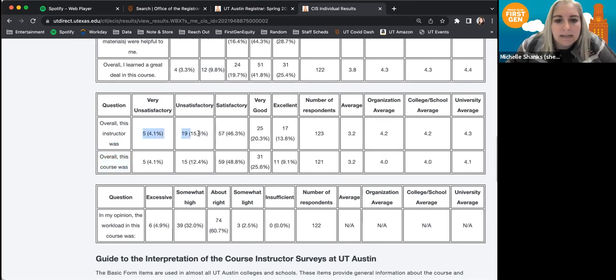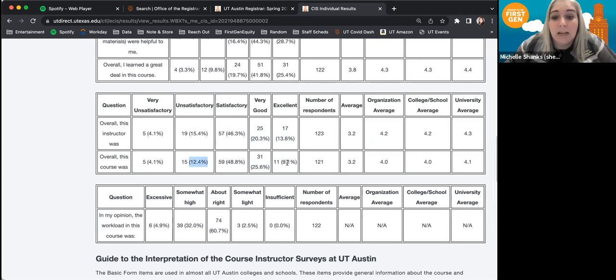So let's see, 19 and 5, so 24 said unsatisfactory or below. 57 or 46% said satisfactory, and 33, 34% said very good or excellent. So it's pretty spread across the board how they felt about the professor. Overall, the course, you'll notice that the professor gets much better ratings than the course. The course, 9% said excellent, 26% said very good, 48% said it was satisfactory, 12% said it was unsatisfactory.